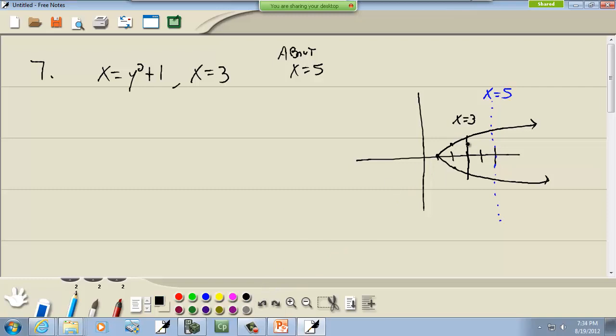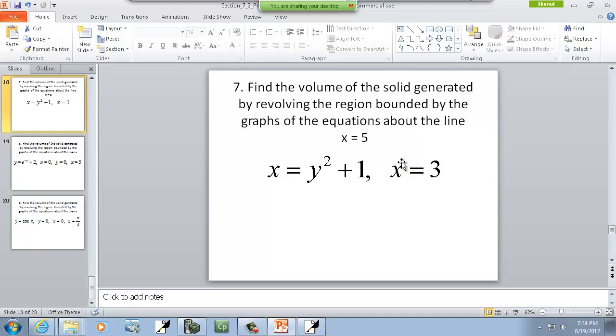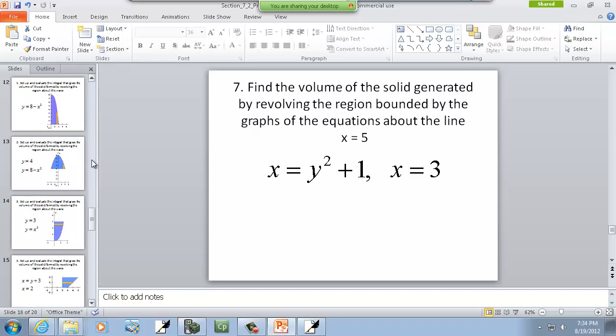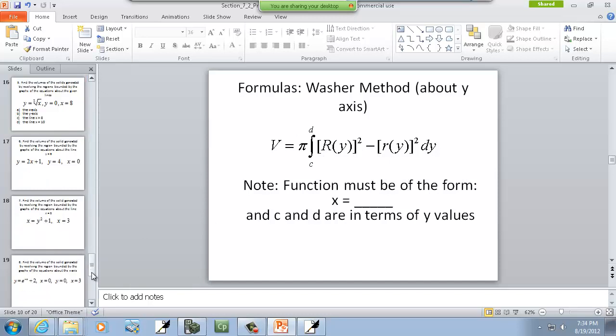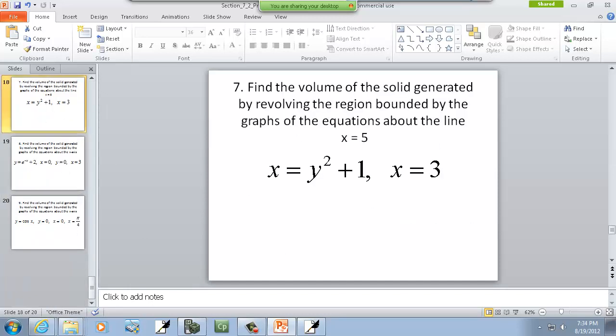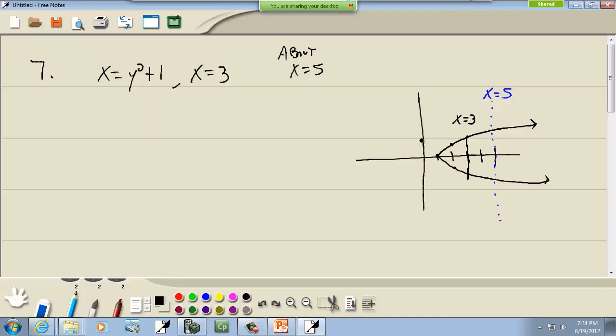Okay, so this is going to be revolving around the vertical line there, which is like revolving around the y-axis. So let me look at my formulas about the y-axis. Okay, so everything's going to be in terms of y's. Okay, I just have to get this straight in my mind. So this looks good. That's in terms of y's.